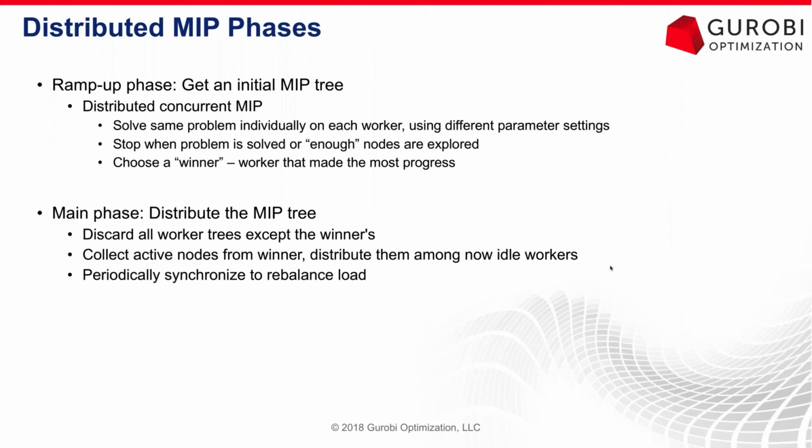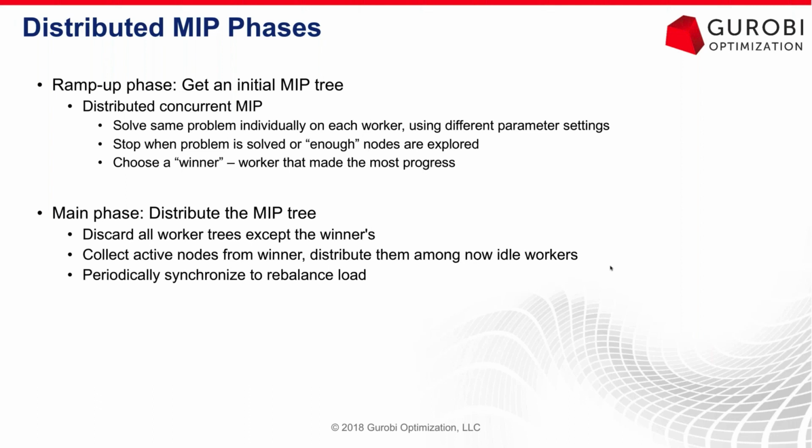And that's very important because to have the workers do useful work of exploring different parts of the MIP tree, we actually have to have an initial tree. So how do we create that initial tree? We go back to that idea of distributed concurrent MIP. In the initial ramp-up phase, we give each worker, each computer, a copy of the model and tell it, solve it with different tie-breaking strategies. And we let that run for a while to create that initial tree, and we let each worker do some work exploring it with different tie-breaking strategies.